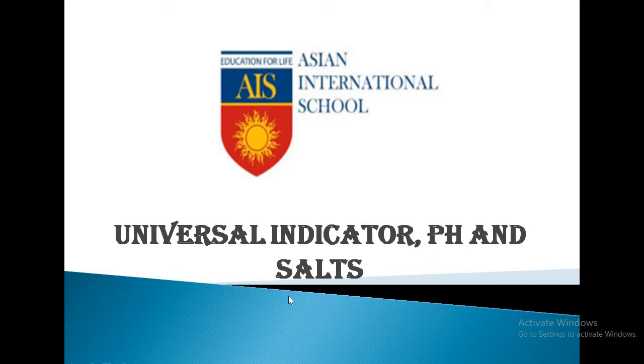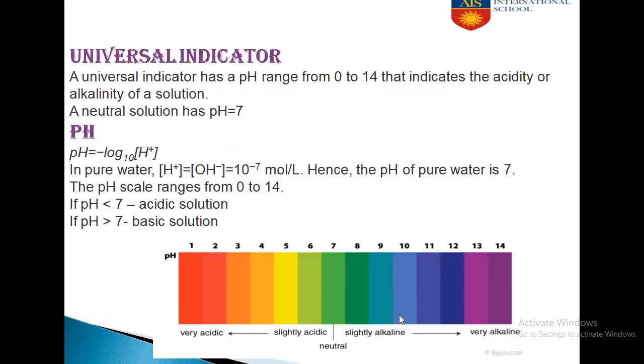Now, what is an indicator? We have learned in the last video what an indicator is. An indicator is a chemical substance through which we can identify whether the solution is acidic or basic. Similarly, what do you mean by universal indicator? Universal indicator has a pH range from 0 to 14, which indicates the acidity or alkalinity of a solution. As I told you, a neutral solution has pH 7.